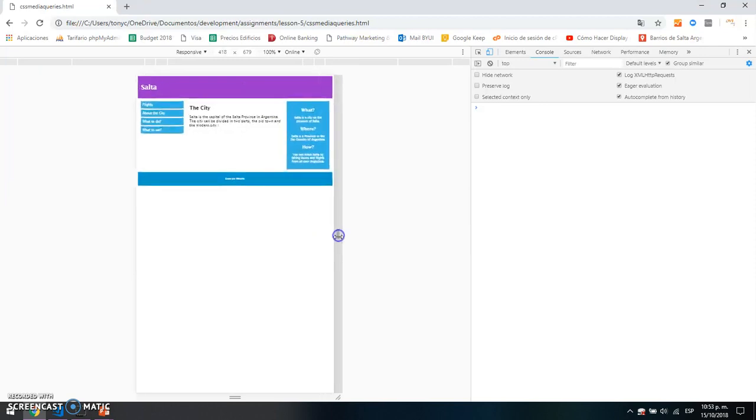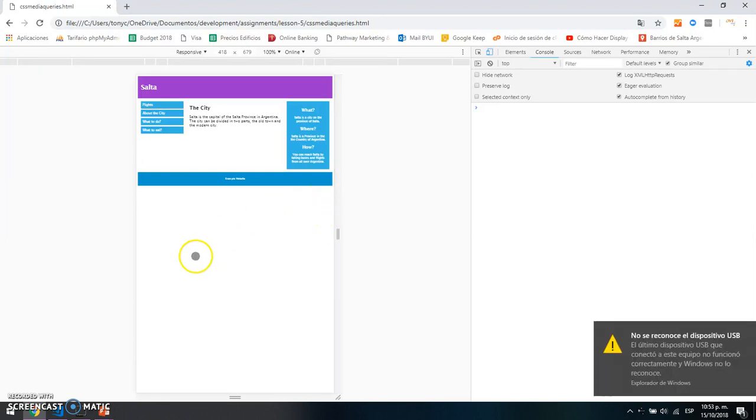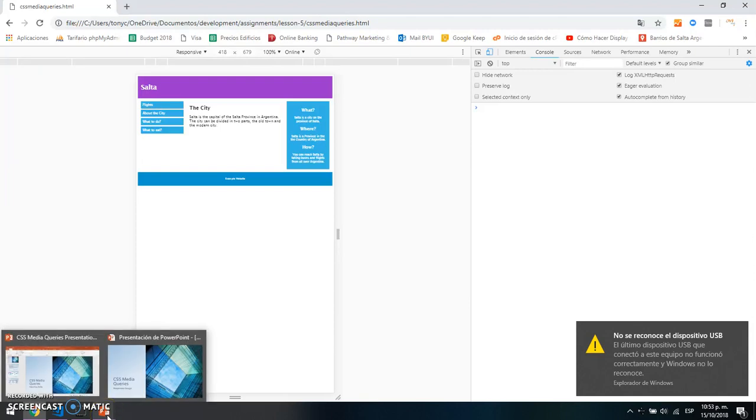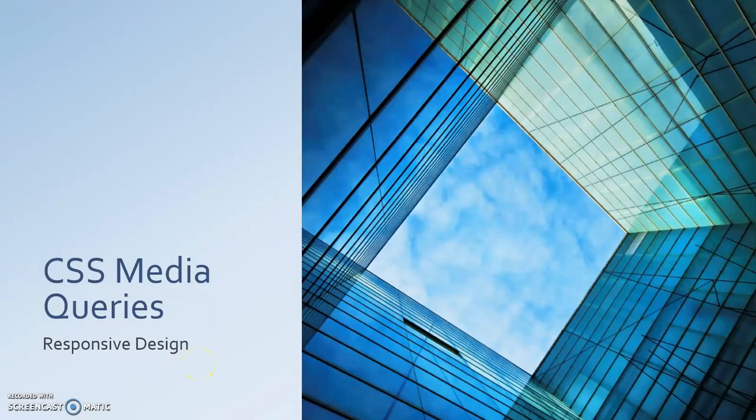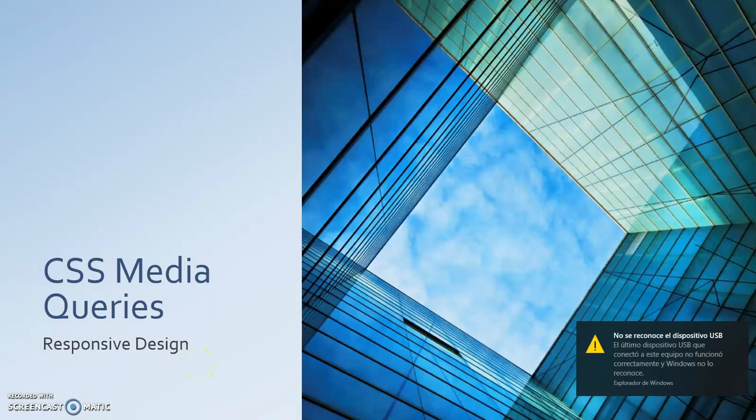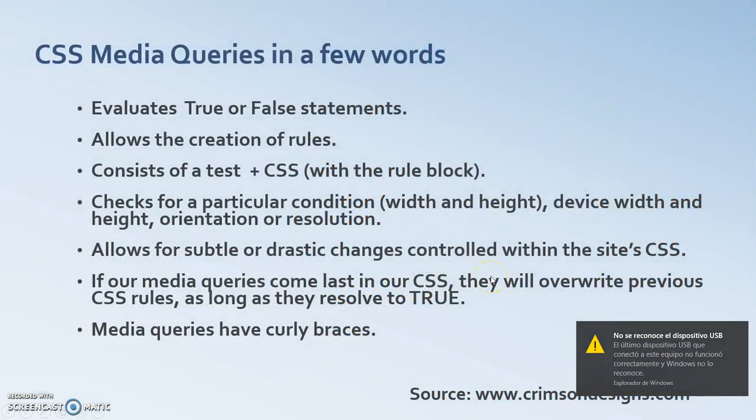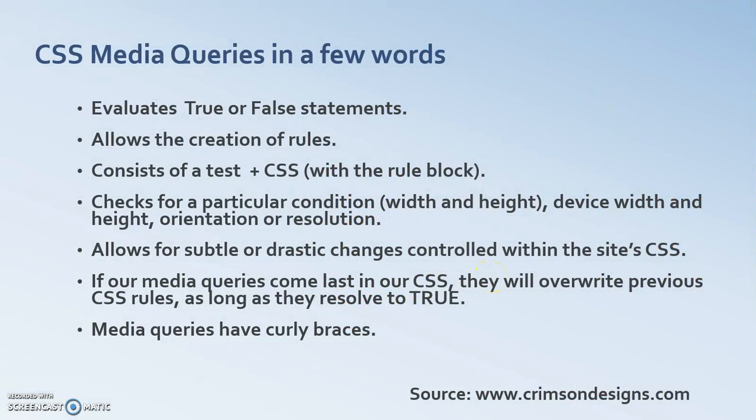So I would like to give you some information about CSS media queries. A media query is an expression that evaluates to either true or false. This part of the code goes in the style section, which can be embedded in the same page, or linked to another CSS file.